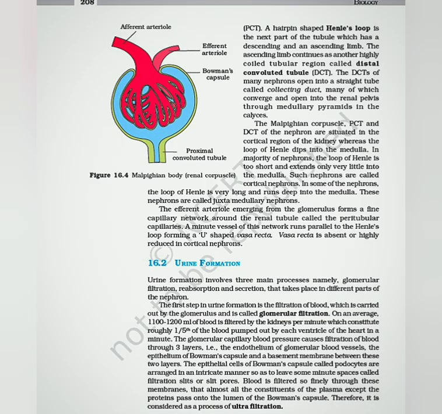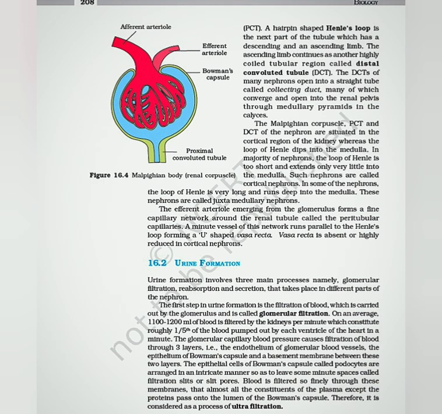The efferent arterioles emerging from the glomerulus form a fine capillary network around the renal tubule called the peritubular capillaries. A minute vessel of this network runs parallel to the loop of Henle, forming a U-shaped vasa recta. Vasa recta is absent or highly reduced in cortical nephrons.